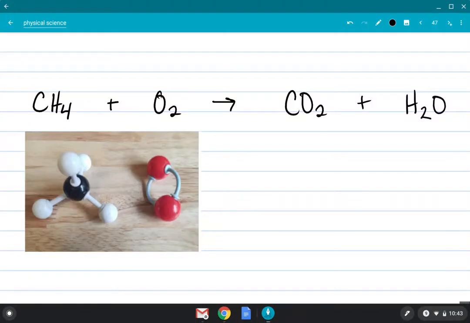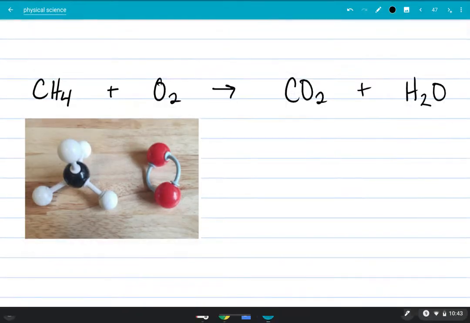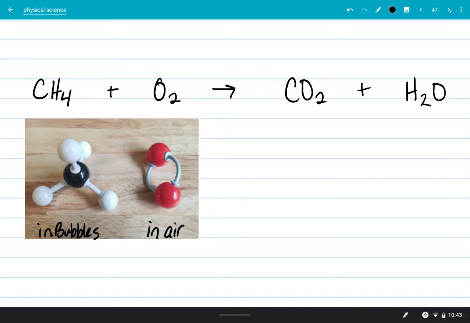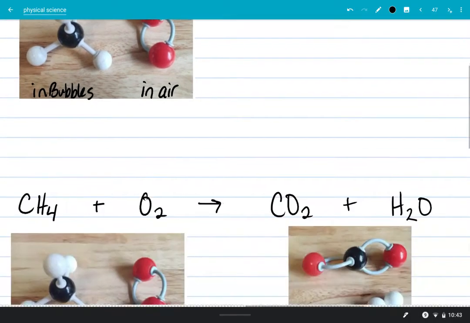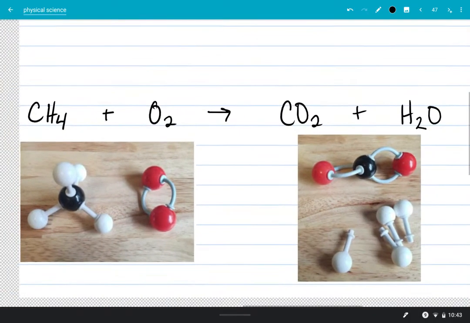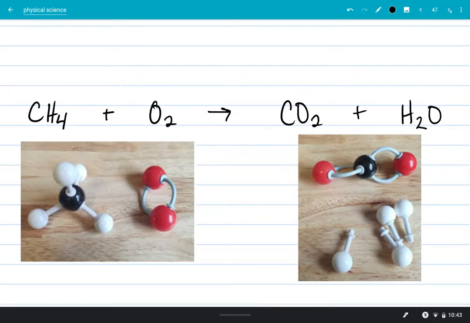Yay. All right, so we had some methane gas, which was in the bubbles. This one was in the air, and it's going to react to make carbon dioxide and water. As written, if we try and make carbon dioxide and water, we are going to make, well, we got carbon dioxide, but we don't have any water.